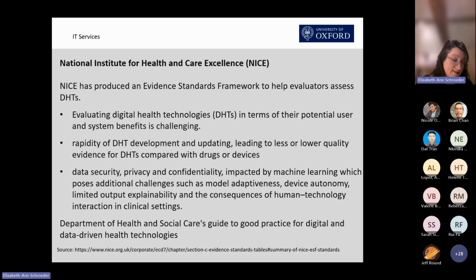It has produced an evidence standards framework to help with the evaluation of DHIs, recognizing unique characteristics and challenges. And they include the rapidity of development and updating, leading to less or lower quality evidence able to be provided for appraisal when compared to drugs and devices. Data security, privacy, and confidentiality is likely to be impacted by machine learning, which poses additional challenges such as model adaptiveness, device autonomy, and limited output explainability, and the consequences of human technology interaction in clinical settings.